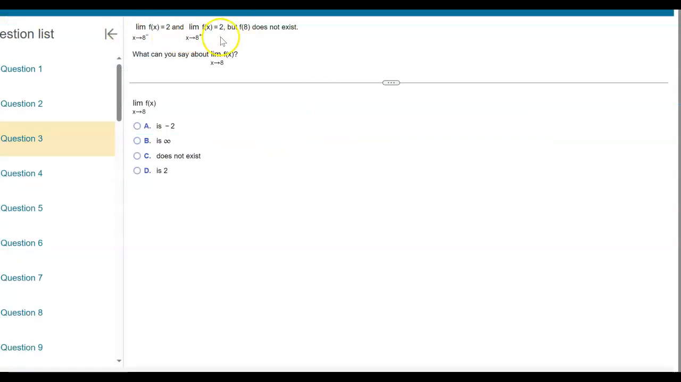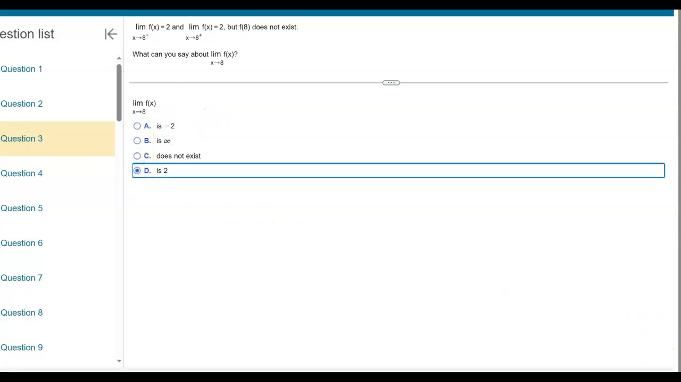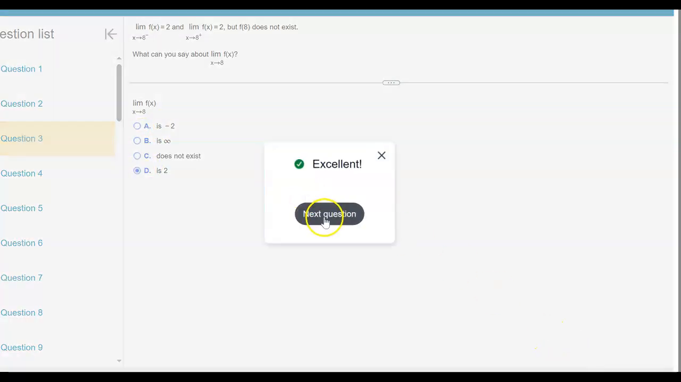All right, so it exists. And if it exists, what is the value? Where does the limit approach? It approaches this number here. So it is approaching 2. Check your answer. Very good.